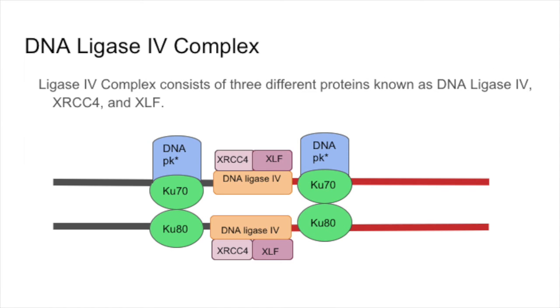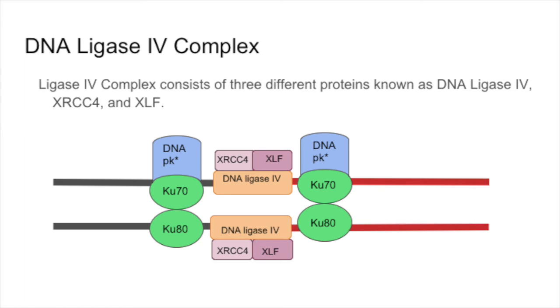A complex is then recruited to the double-strand break site, which will ligate the two strands back together. This complex is known as the DNA ligase 4 complex, and it contains 3 different proteins. The first is DNA ligase 4. Ligases are enzymes that ligate DNA or other substances.